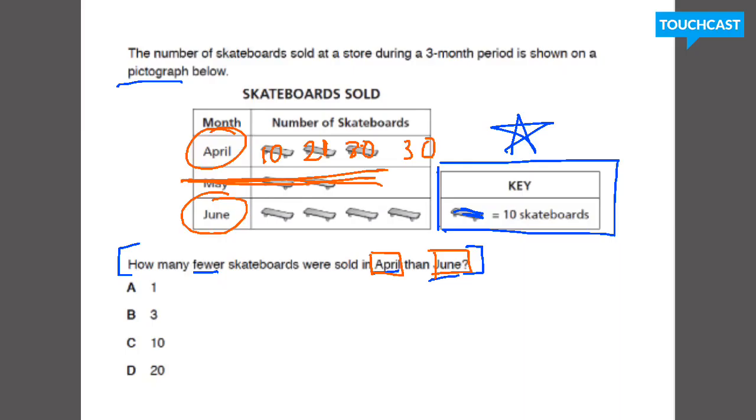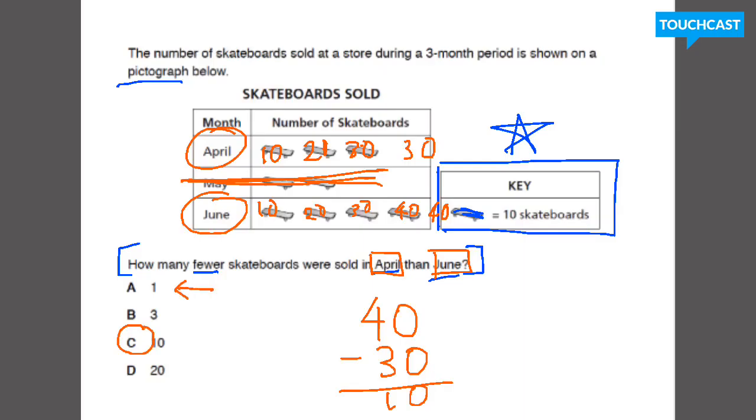In June, they sold 10, 20, 30, 40. They sold 40. If I'm comparing June to April, what operation do I do? Well, that's pretty simple. I subtract. 40 minus 30 is 10. Easy peasy. If you got the answer of 1, you only counted the skateboards. We went over this. That's not what you're supposed to do.